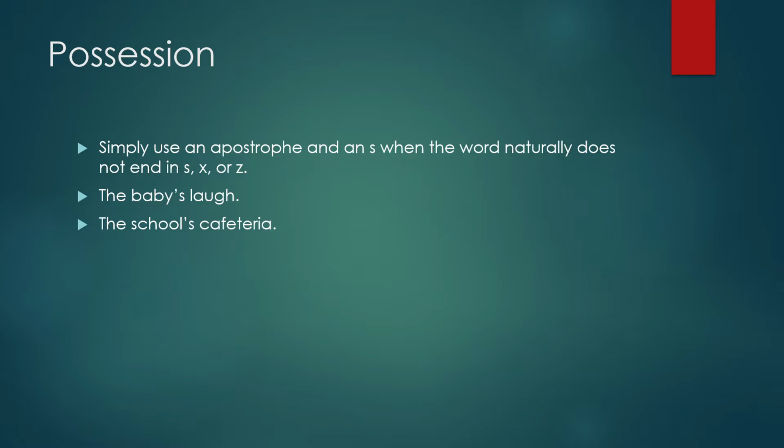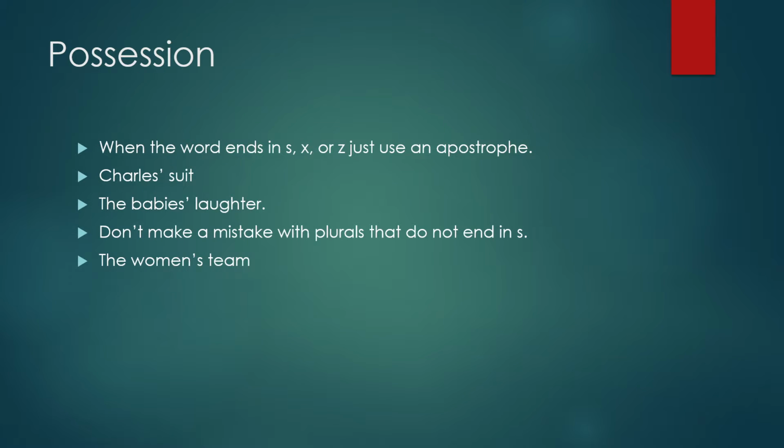If you use an apostrophe and an S when the word does not end in S, X, or Z, it's easier that way. So if you have a baby who's laughing, it's the baby's laugh. That's an easy one. The school's cafeteria. Again, it's easy. That's the easy one. This is where it starts to get complicated. If the word ends in S, X, or Z, you just use an apostrophe.